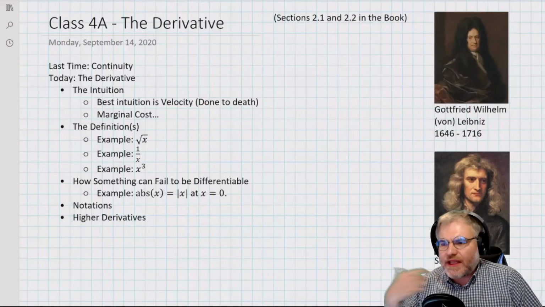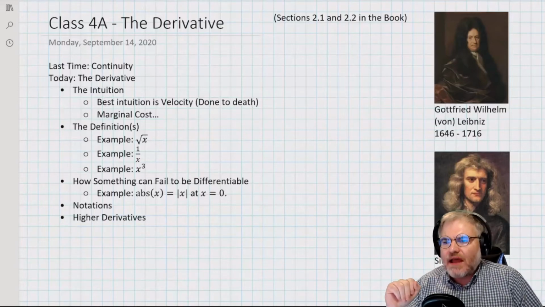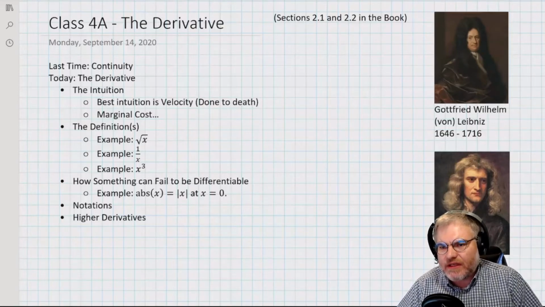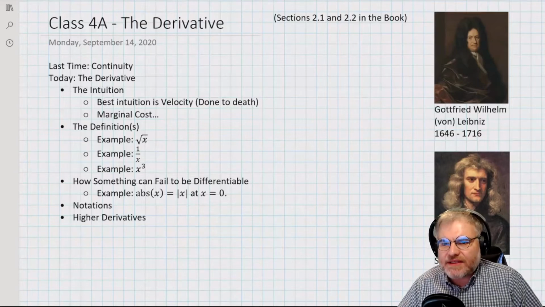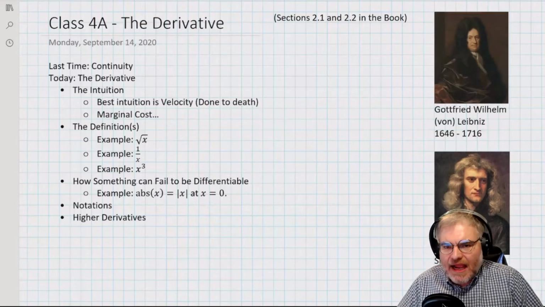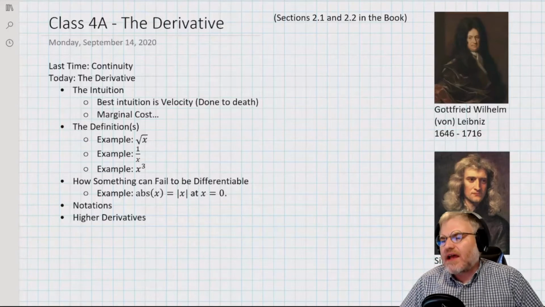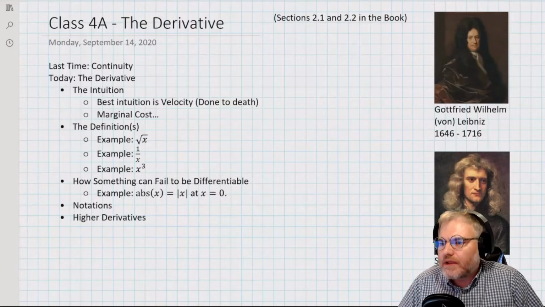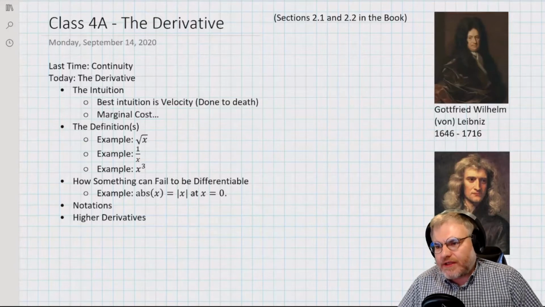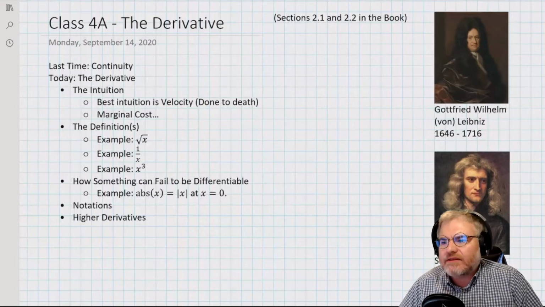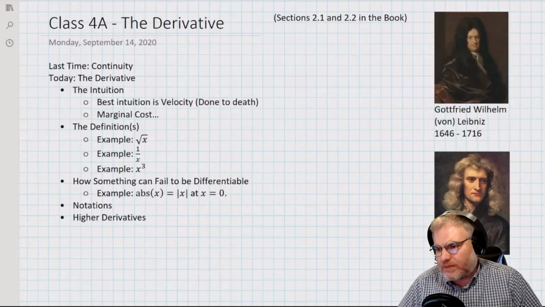And then we'll do the definition of the derivative. There are two of them. We'll do some examples on how to find the derivatives based on the definition. And then we'll talk about how things can fail to be differentiable. And then we'll do the notations for the derivative. There are a ton of notations for the derivative. Well, you don't have to know them all. We're not going to do Newton's dot notation, but there are a lot of different notations for the derivative, and you need to know them. And then we'll talk about higher derivatives briefly.